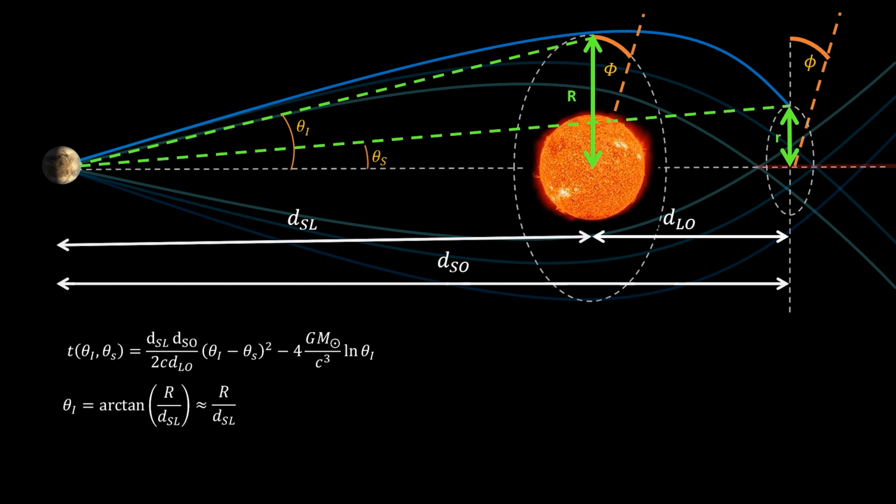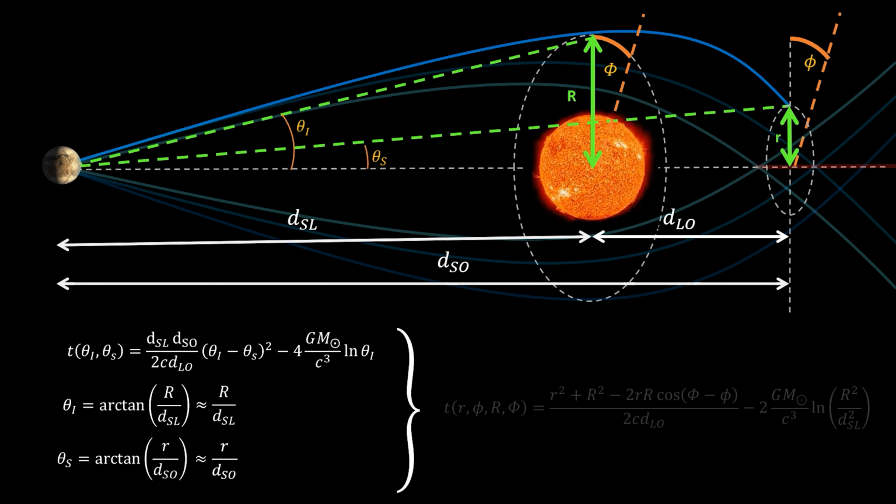In the same way, we replace theta s by the arctangent of small r, the distance of the light ray from the center of the observer plane, over the distance dso between the exoplanet and the observer. And again, theta s will be a very small angle, so we can say that theta s is approximately small r over dso. Replacing theta I and theta s in the first expression and doing some algebra, we finally get an expression that depends on small r and the direction angle of small r, small phi, and on capital R and the direction angle of capital R, capital phi.